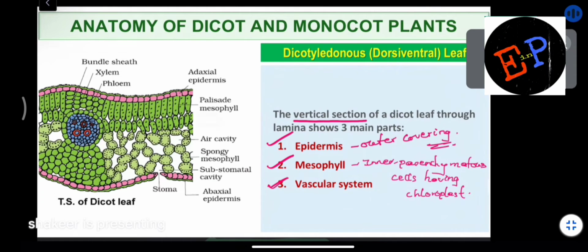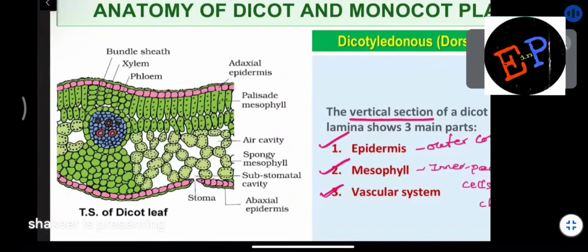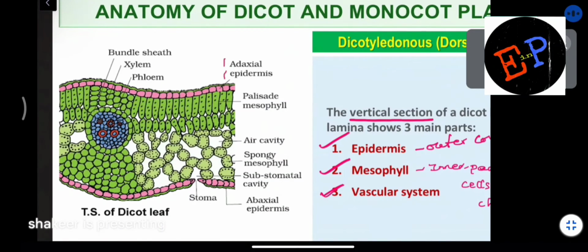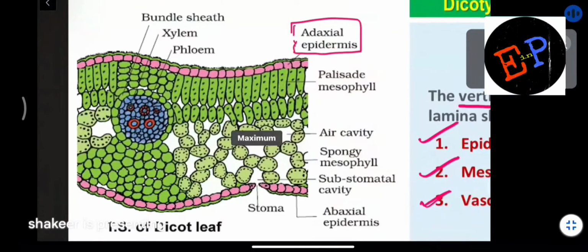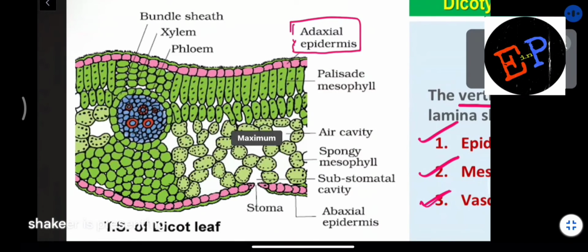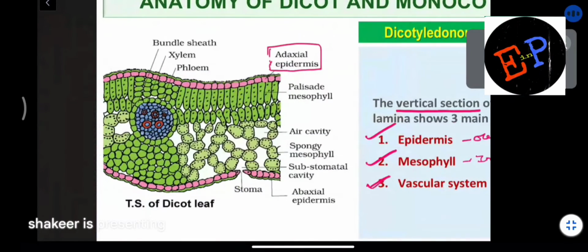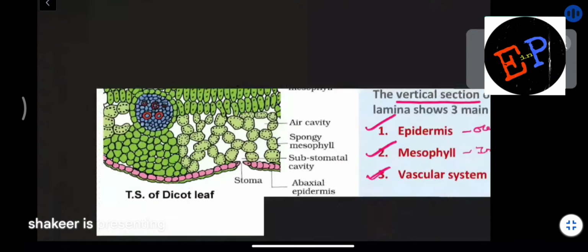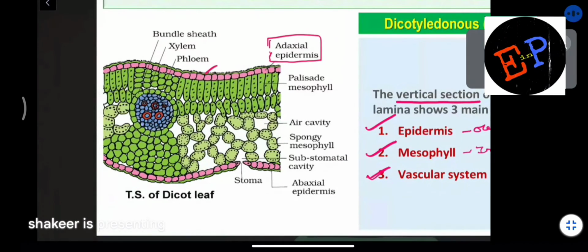Now, in the figure of the dicotyledonous leaf, first of all you have the adaxial epidermis. What is meant by adaxial epidermis? The epidermis lying on the topmost region, that is at the top of the leaf. On the adaxial epidermis you will again find a cuticle. Cuticle means the waxy layer. You are seeing a small green colored layer, which is called the cuticle, which behaves like a wax.